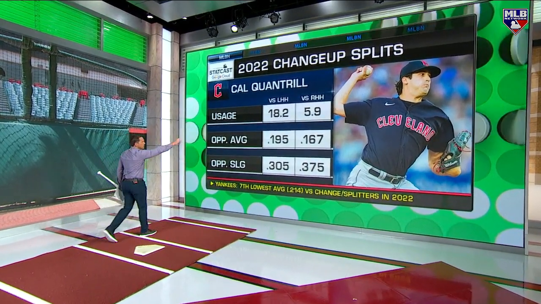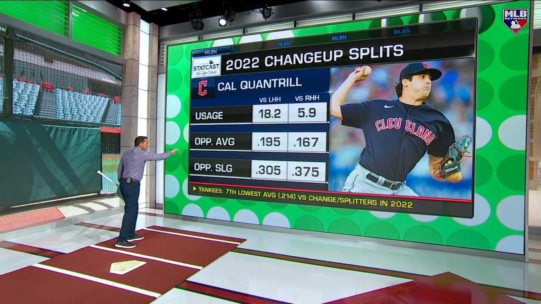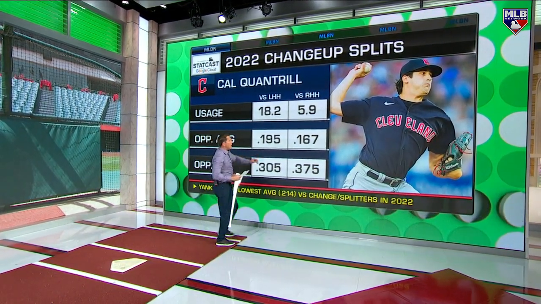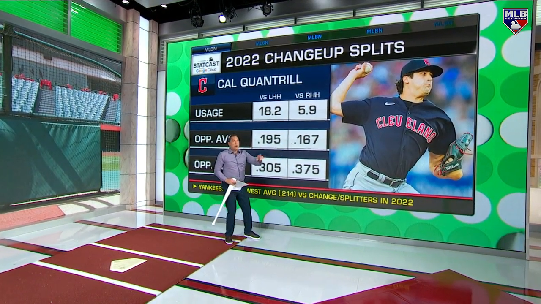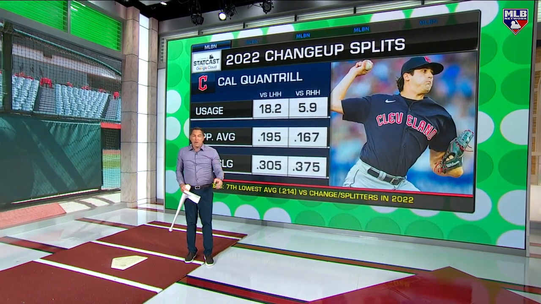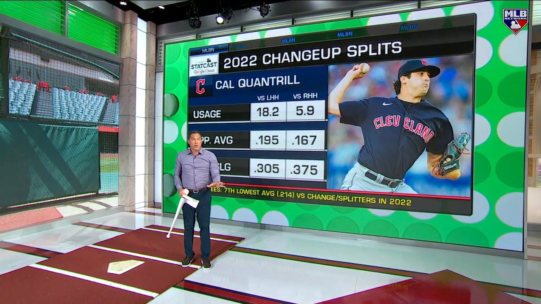Usage versus left-handers, 18.2% of the time on the change. Opponent average, .195, no one's slugging it. This is interesting though. He barely throws it to right-handers. Okay? Might be something to watch today, because if the Yankees do anything well, they hammer velocity, they hammer breaking stuff, they struggle on off speed.